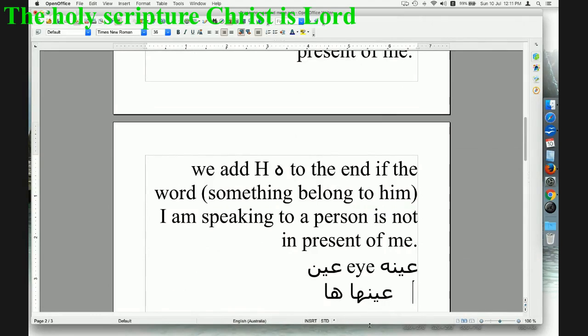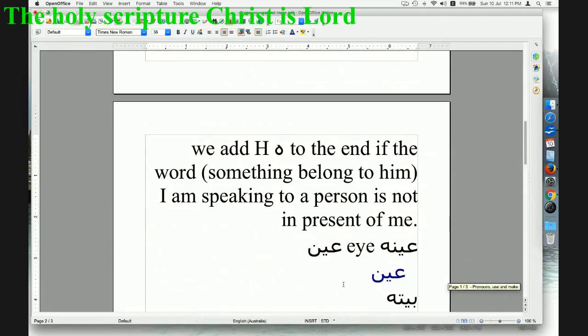Letter ha, h and a. So the original is ain. We made it in blue. To make it for a female, we say عينها. To make it for a male, we say عينه. So عينها, her eye, for a female. عينه, for a male.